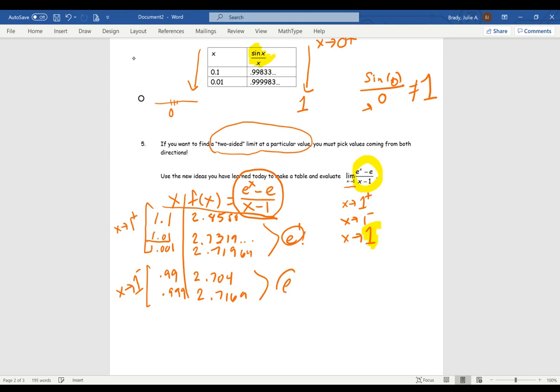So we're just using our calculator skill, our numeric skill, to show that we think the limit as x approaches 1 of the function e to the x minus e over x minus 1 is e. Yay!